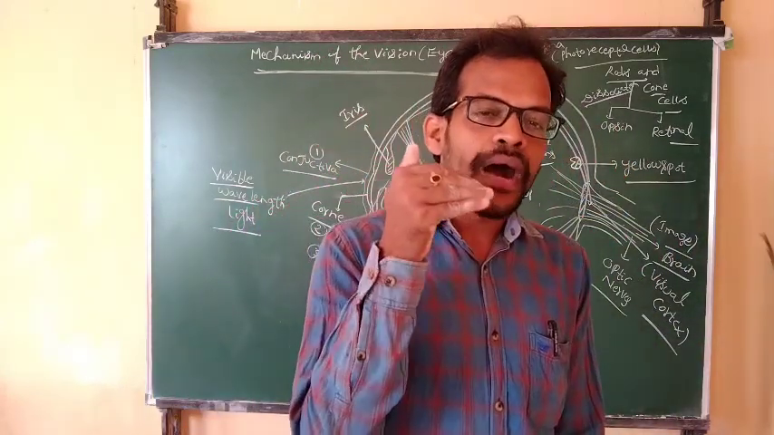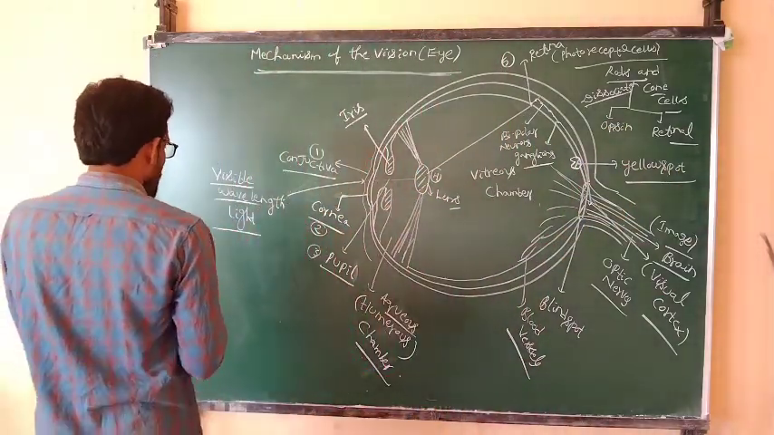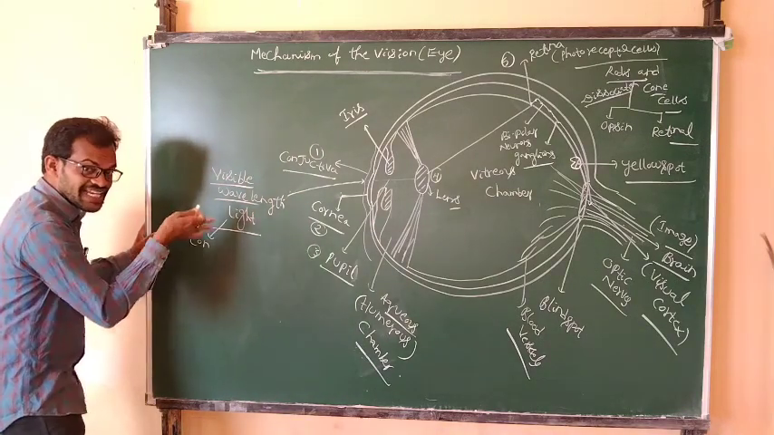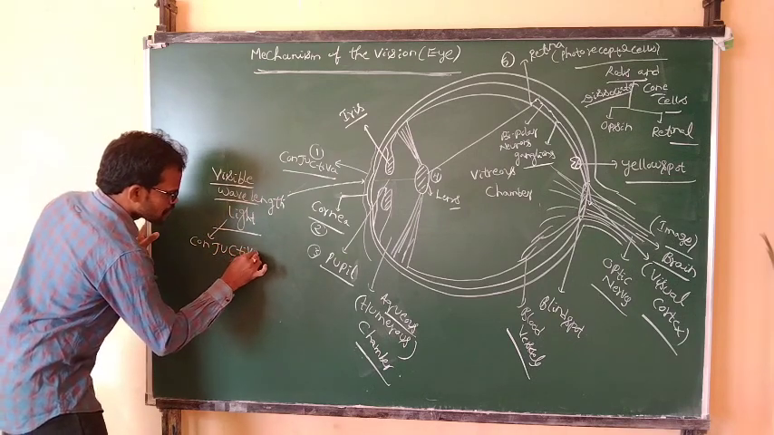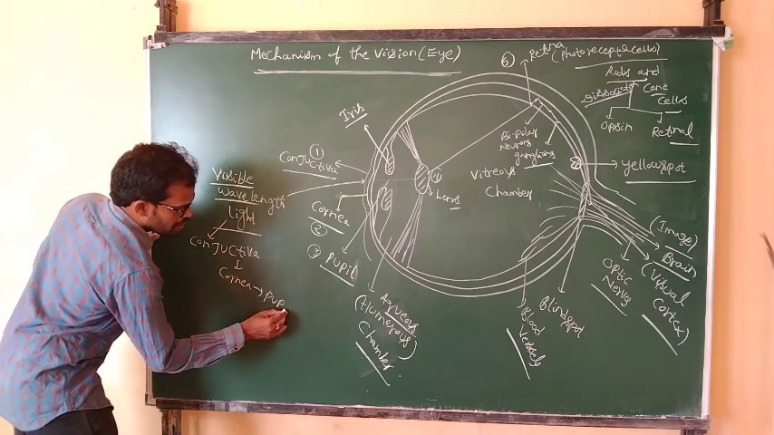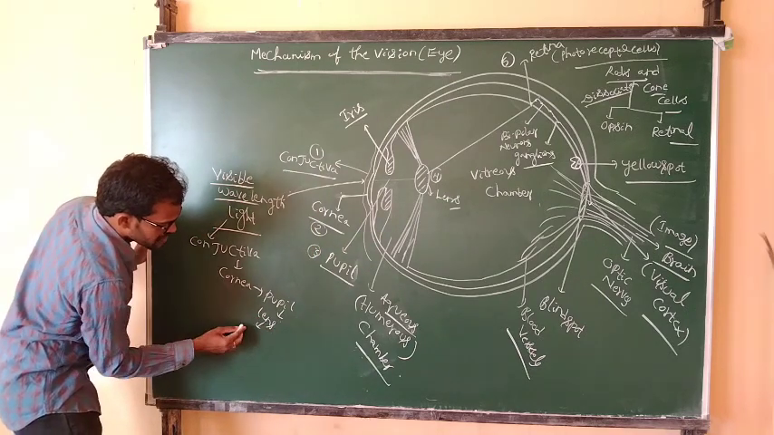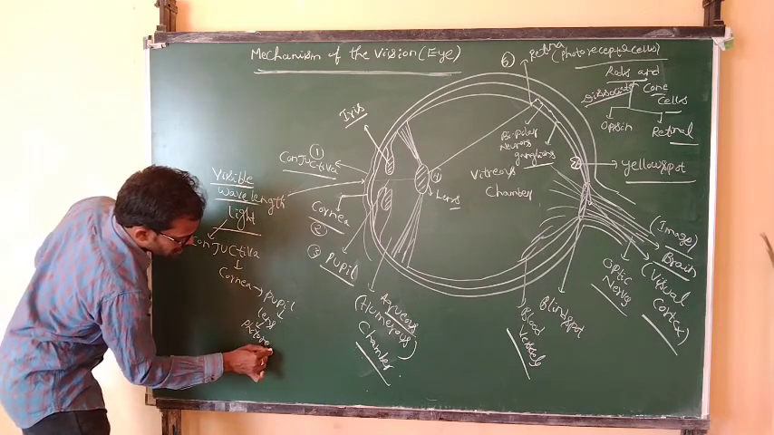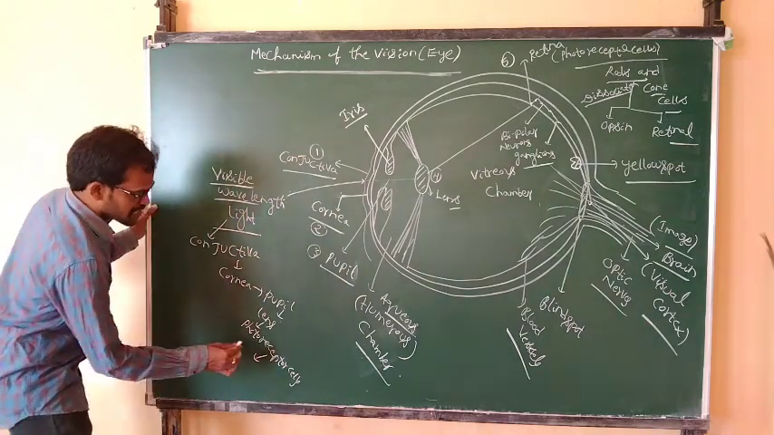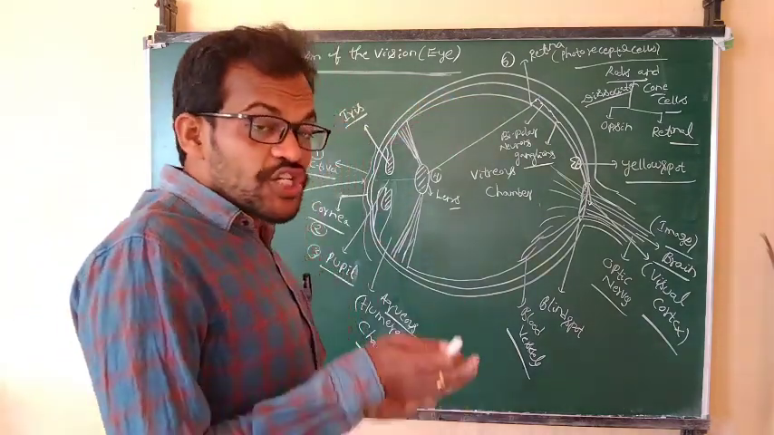What is the main pathway of how the light passes into the eye? What is the first one? Conjunctiva. The visible wavelength light passes into the conjunctiva, then the cornea, then the pupil, then the lens, then the photoreceptor cells, meaning the retina.